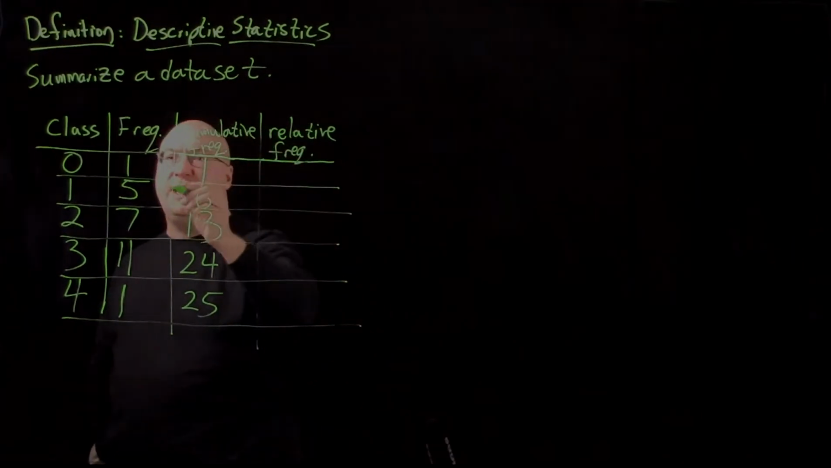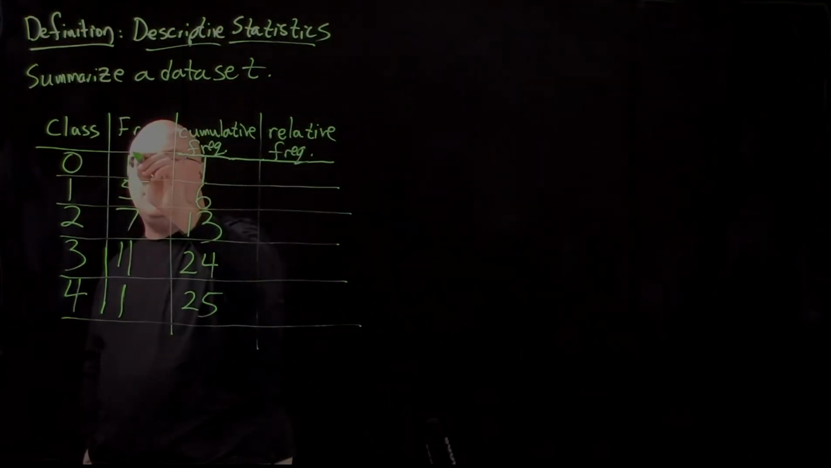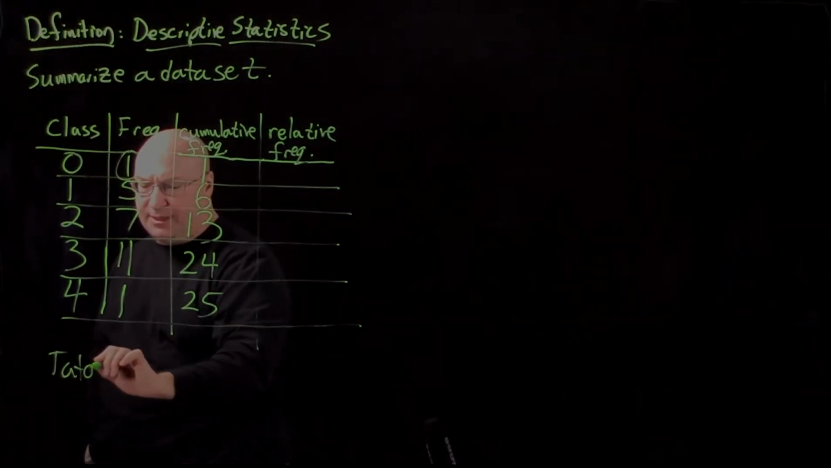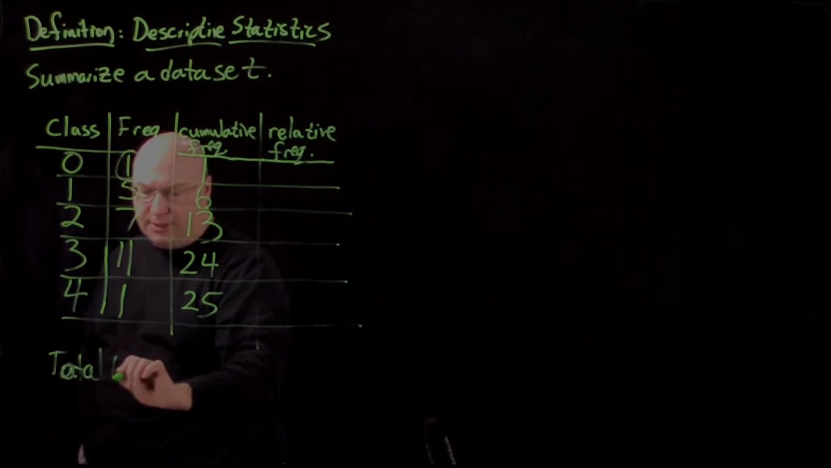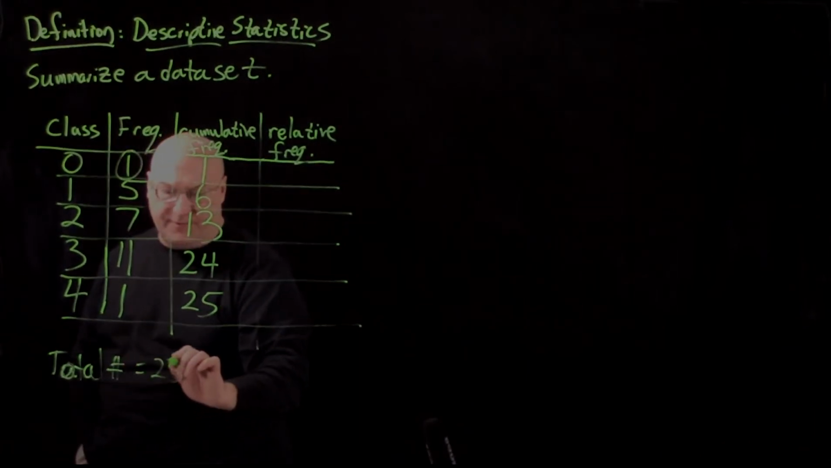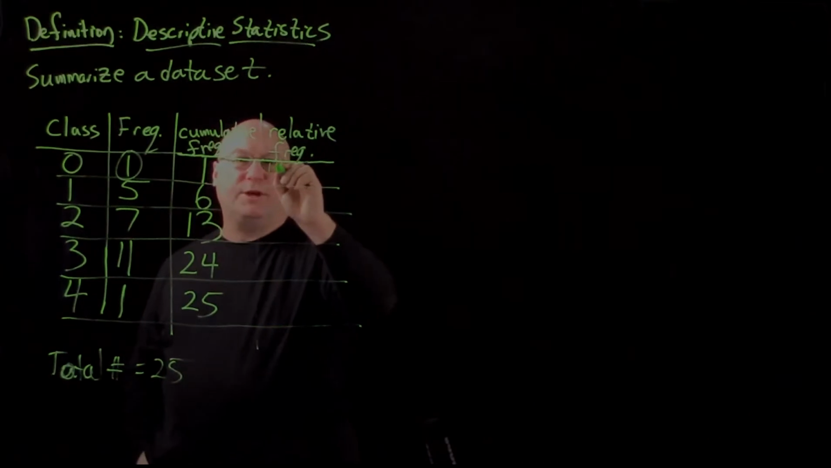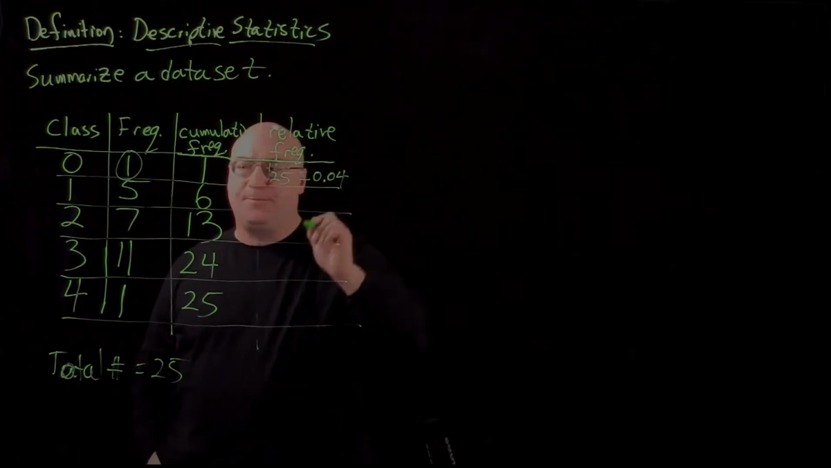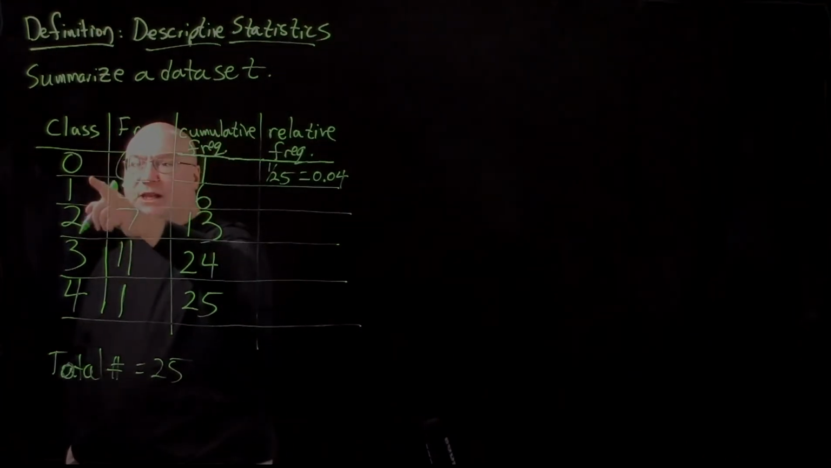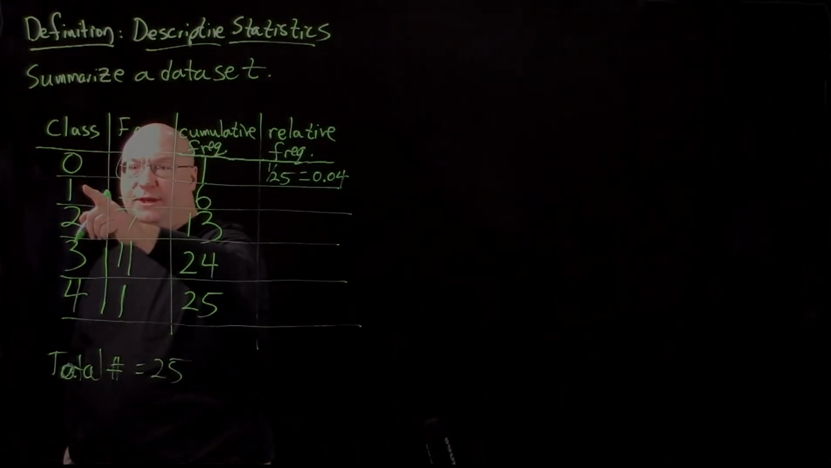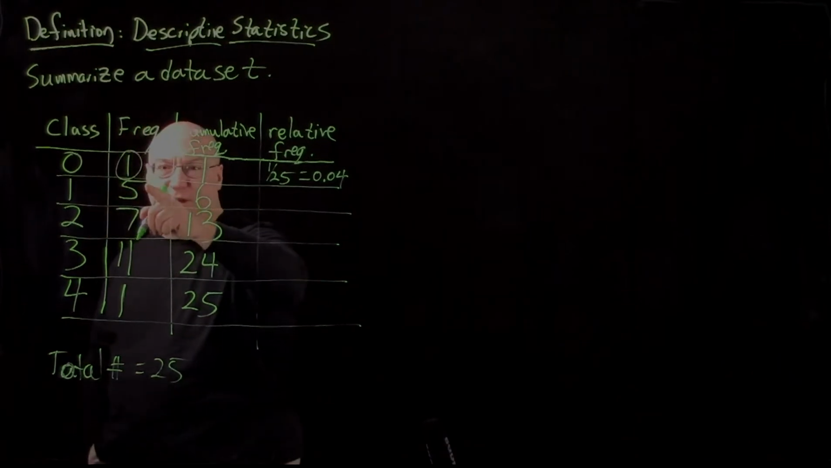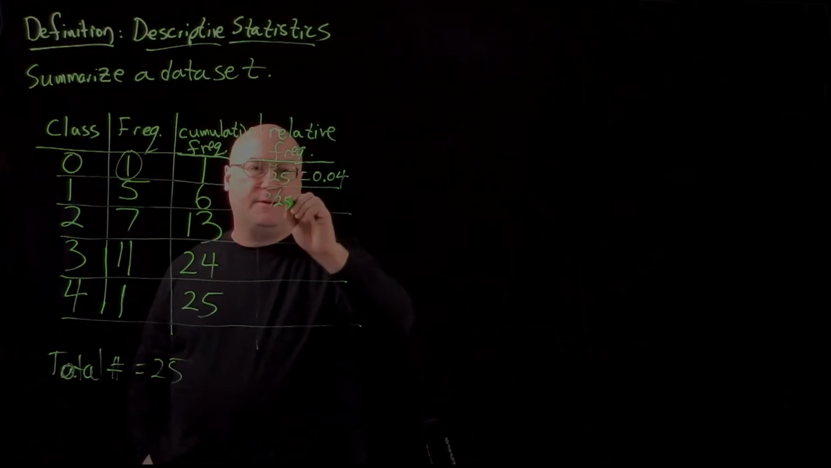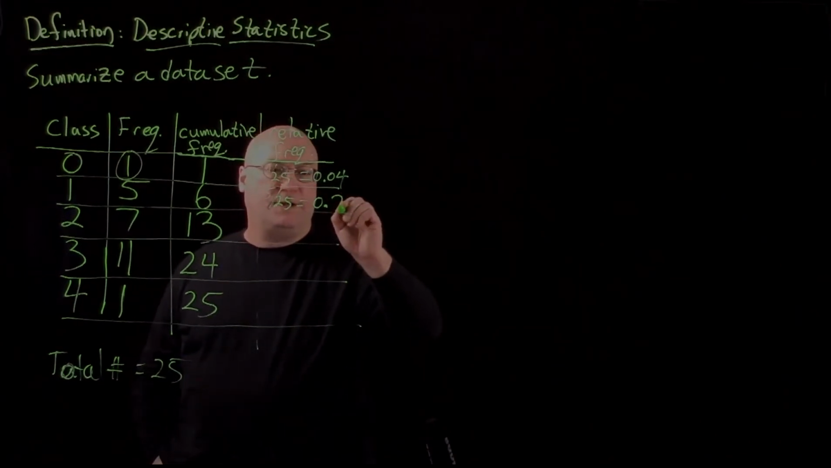Okay, relative frequency for the class of 0 is 1 divided by the total, which is 25, right? Total number is 25. So I have 1 over 25, which is 0.04. For the class of 1, the couples who have just one phone, the frequency is 5, and I divide that by 25, and that gives me 0.2.